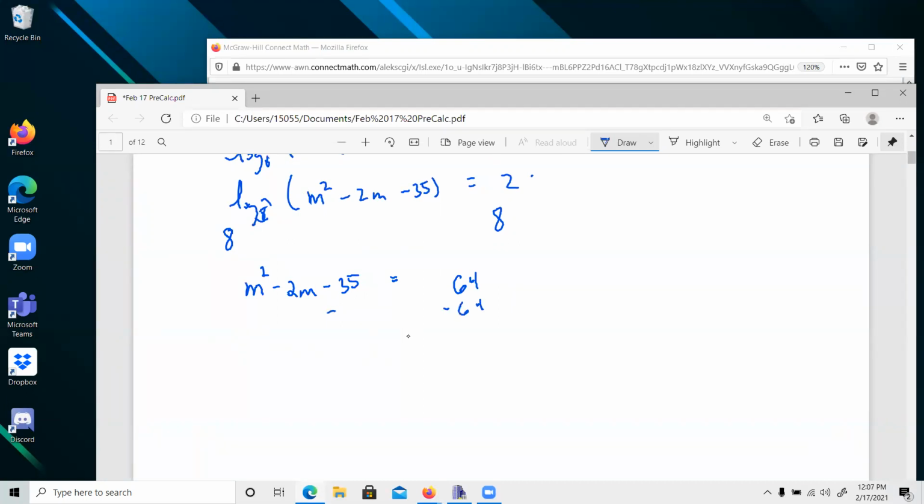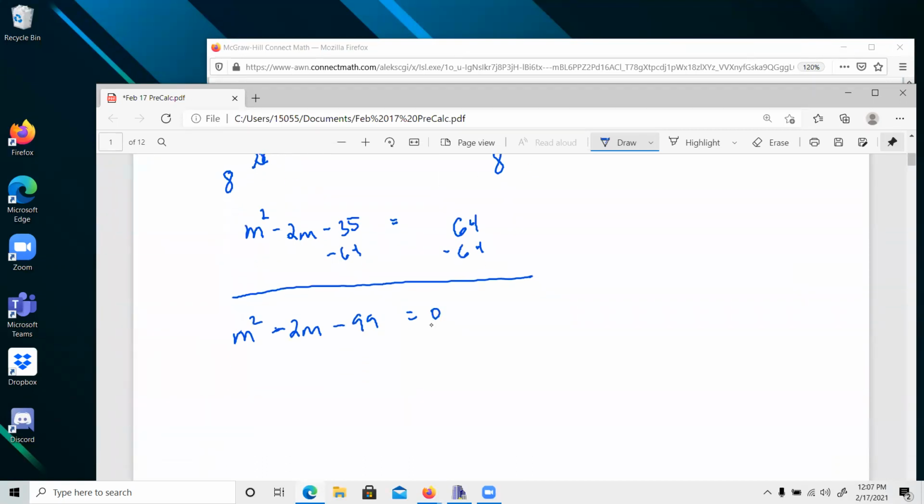We're going to subtract 64 from both sides. And it looks like we're going to have m squared minus 2m minus 99 is equal to 0. Okay, so I need two numbers that multiply together to give 99, but their difference is going to be 2. So I think we're going to say this is m minus 11 times m plus 9 is equal to 0. Let's double check. That's minus 11m plus 9m, which gives me minus 2. 11 times 9 is 99, so we're all set.